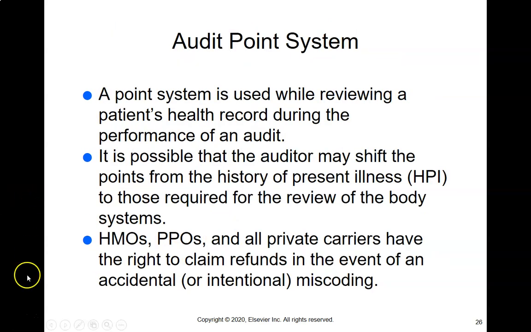The audit point system. A point system is used while reviewing a patient's health record during the performance of an audit. It is possible that the auditor may shift the points from the history of present illness, the HPI, to those required for the review of the body's systems. HMOs, PPOs, and all private carriers have the right to claim refunds in the event of an accidental or intentional miscoding. And remember, if it was not documented, then it was never performed.